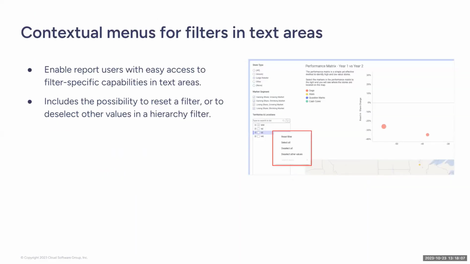We also made filters a bit more user-friendly when they are used in the text area by adding a context menu. So some of the functionality from the right-click menus that are available on the filters in the filters panel and in the data analysis flyout are now available also for filters in the text area.